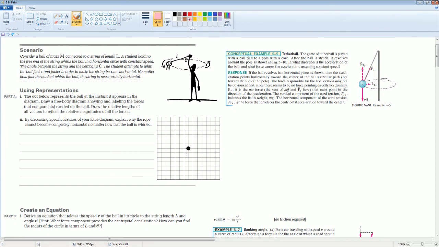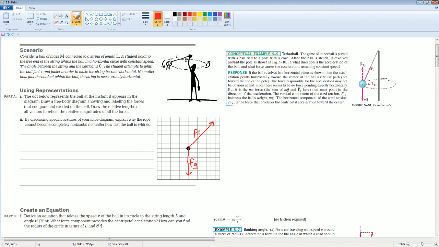Now that's pink. That should be red. Here, this is diagonal. And what was going down is force of gravity. Here's force of tension. Good. All right. So, by discussing a specific feature of your force diagram, explain why the rope cannot be completely horizontal no matter how fast the ball swirls.